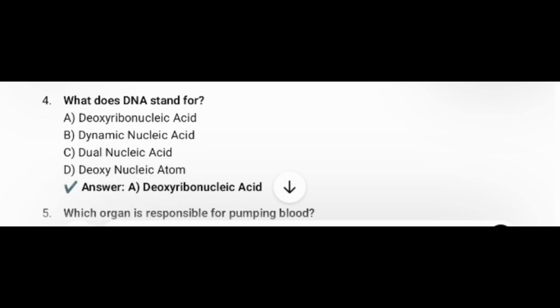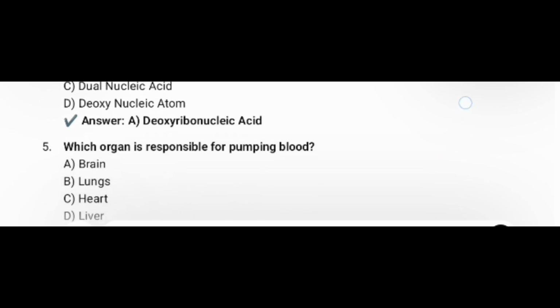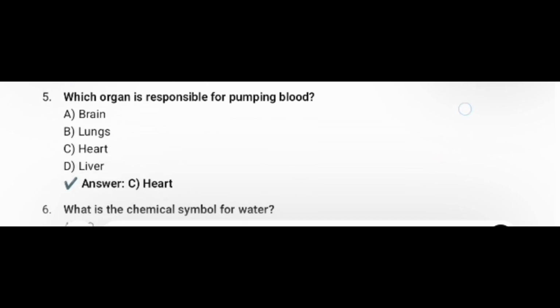Correct option D, vitamin D. What does DNA stand for? Correct option A, deoxyribonucleic acid. Next, which organ is responsible for pumping blood? Correct option is option C, heart.